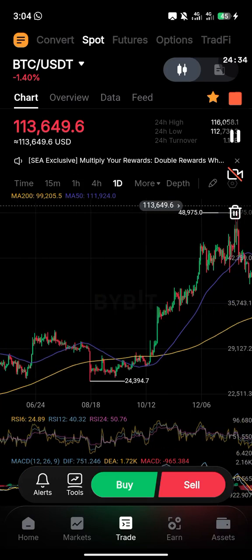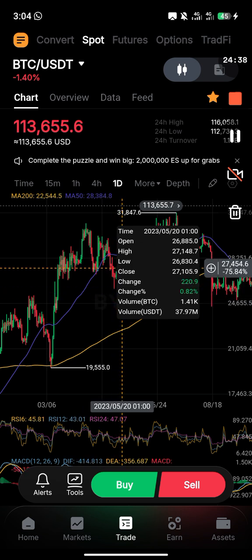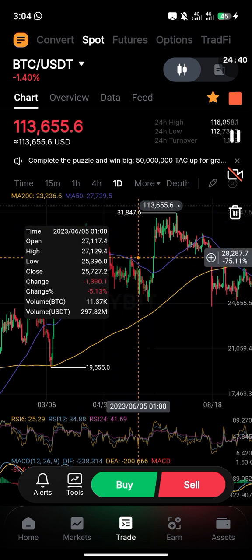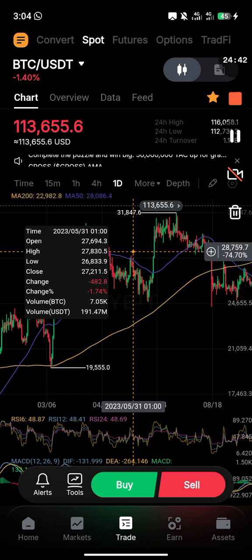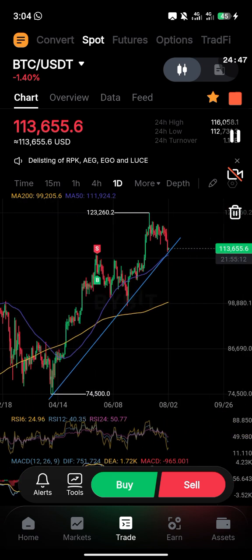Here is another example of a choppy market. When the market is indecisive, most times I just stay away. I advise my students to stay away.